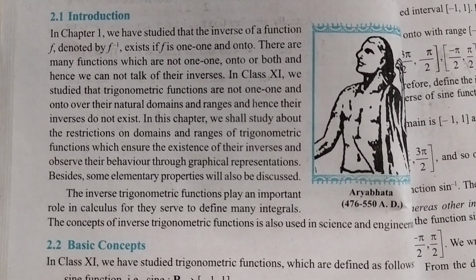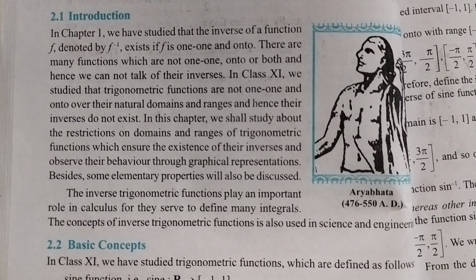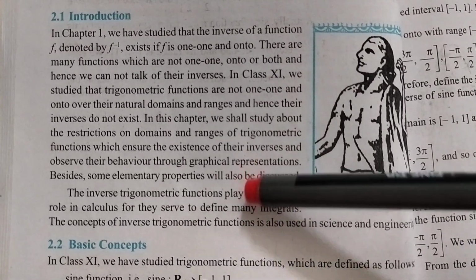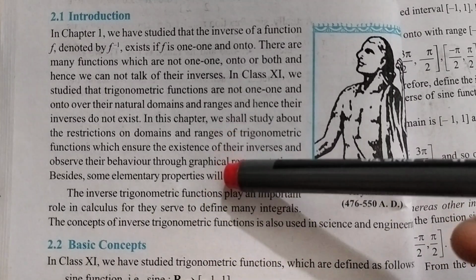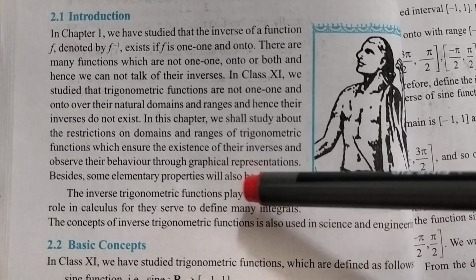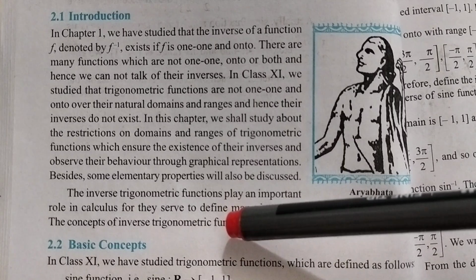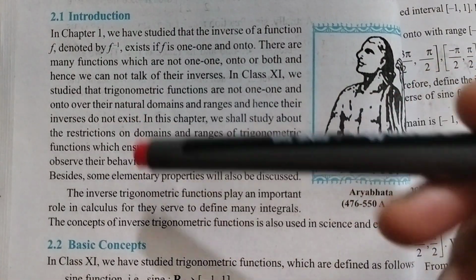So that we get a 1-1 and onto function, because in the previous chapter, do you remember the result that f inverse exists for a function f if and only if the function is 1-1 and onto? That means the function f should be a bijection. Only then you have f inverse.